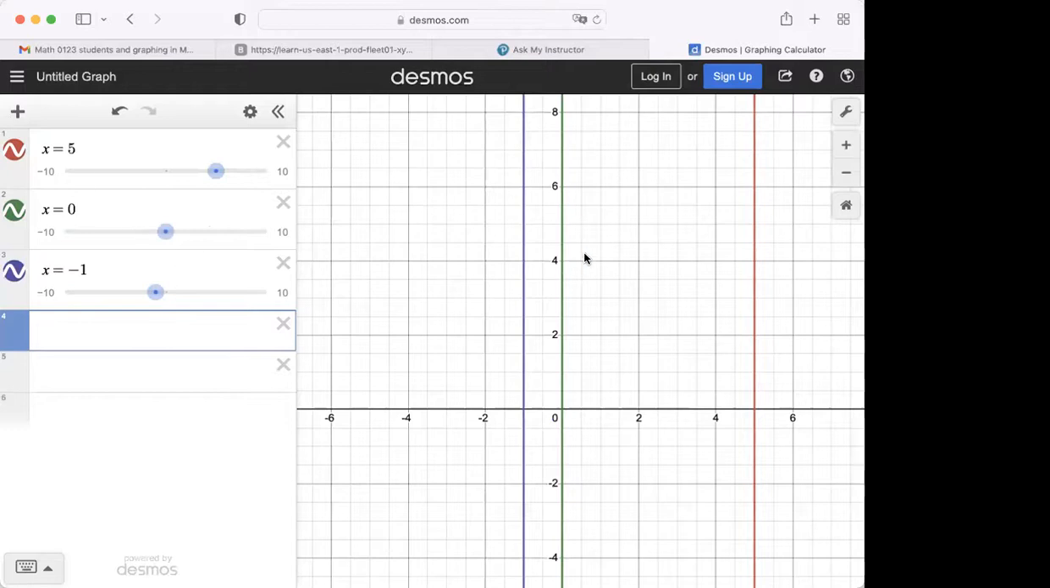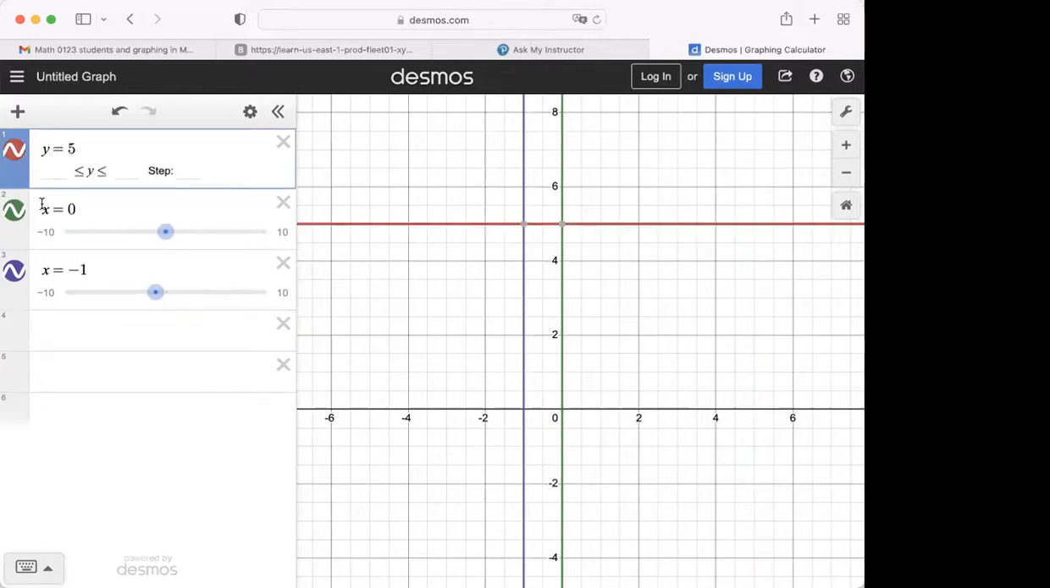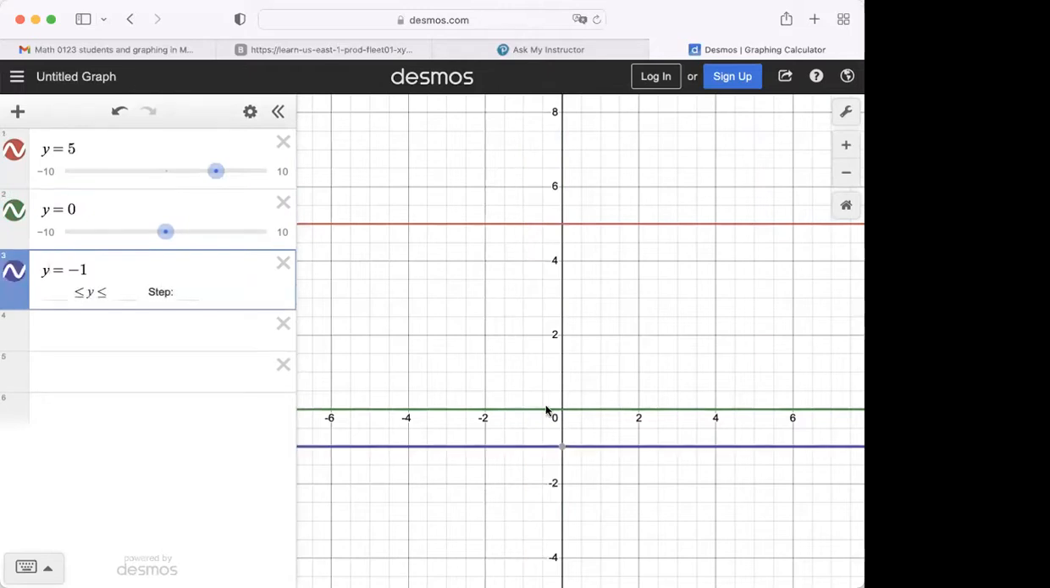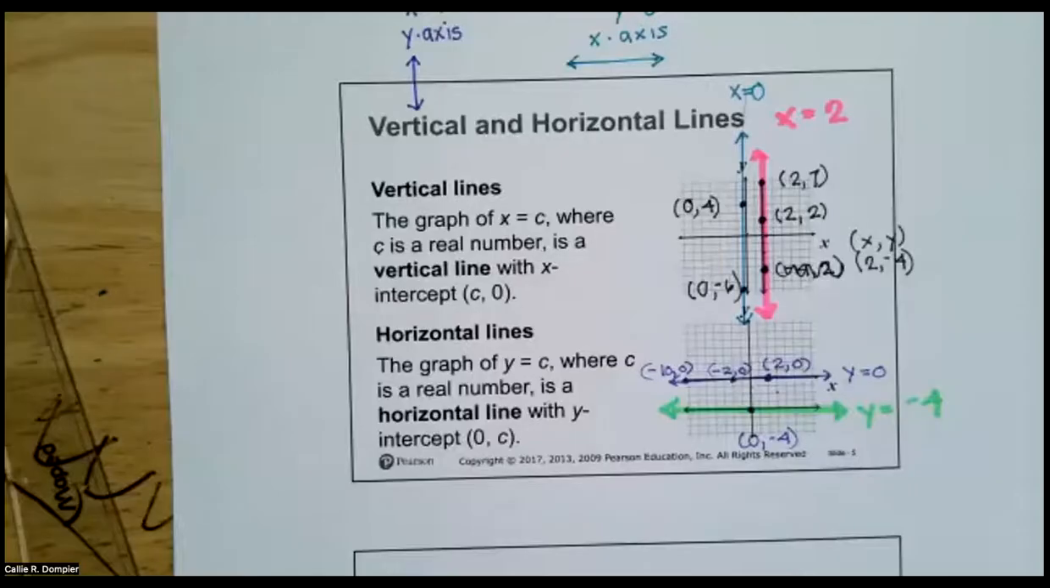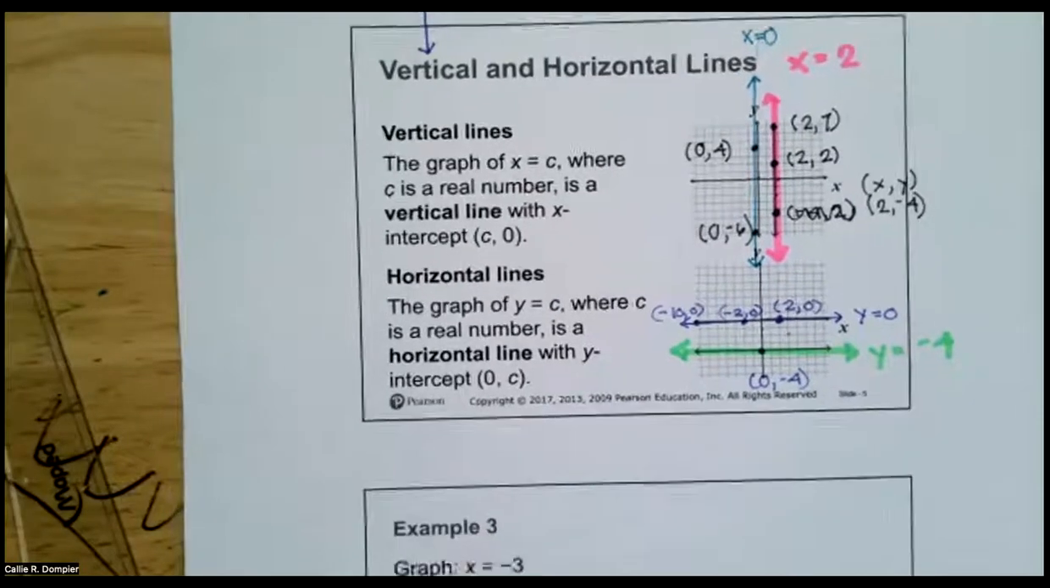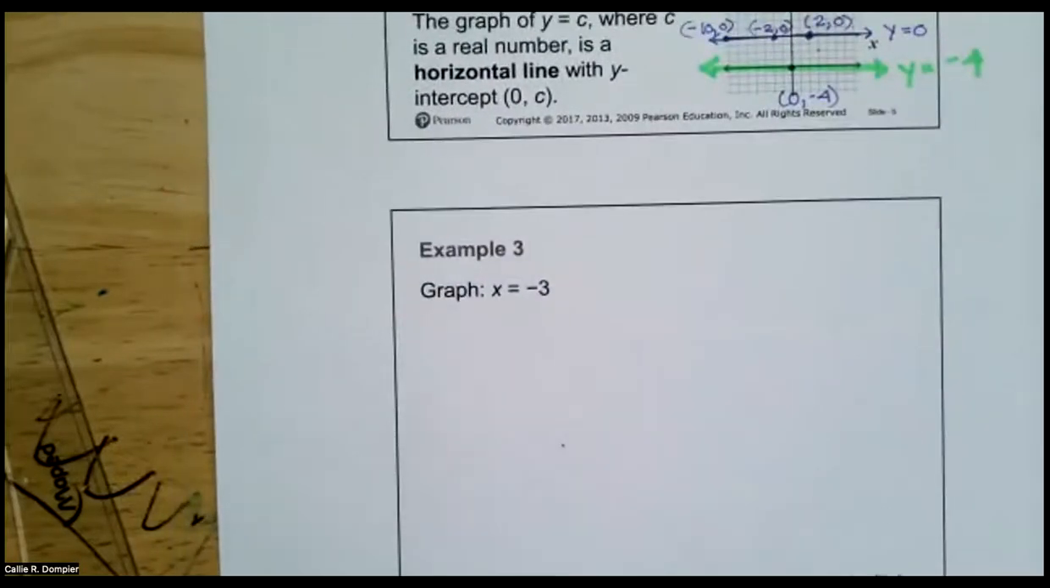Okay. If it's an x, it's just going to be a vertical line. If we change this to y, then it becomes a horizontal line. Now y is 0. Now y is -1. Okay. So if it's y, it's a horizontal line, just like the x-axis. If it's x equals, it's a vertical line, just like the y-axis. All right. So for example 3.